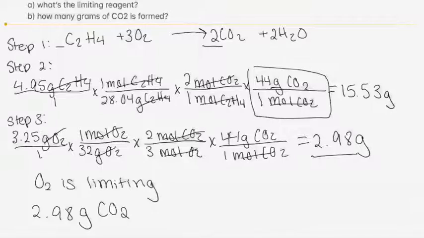So that's how you want to do a limiting reagent problem. Just make sure that you balance your equation correctly and you don't forget to use those mole ratios in your problem, and that you see which one makes less, and that's how you'll know which one is the limiting reagent.